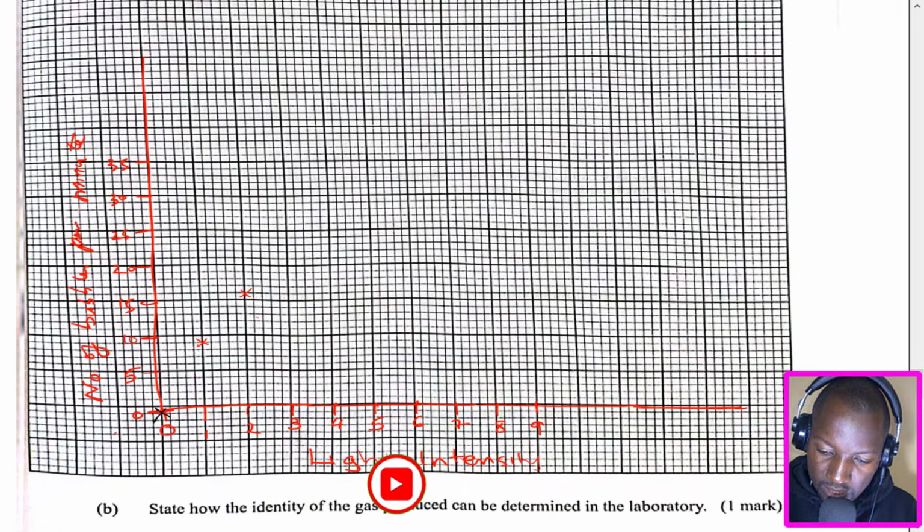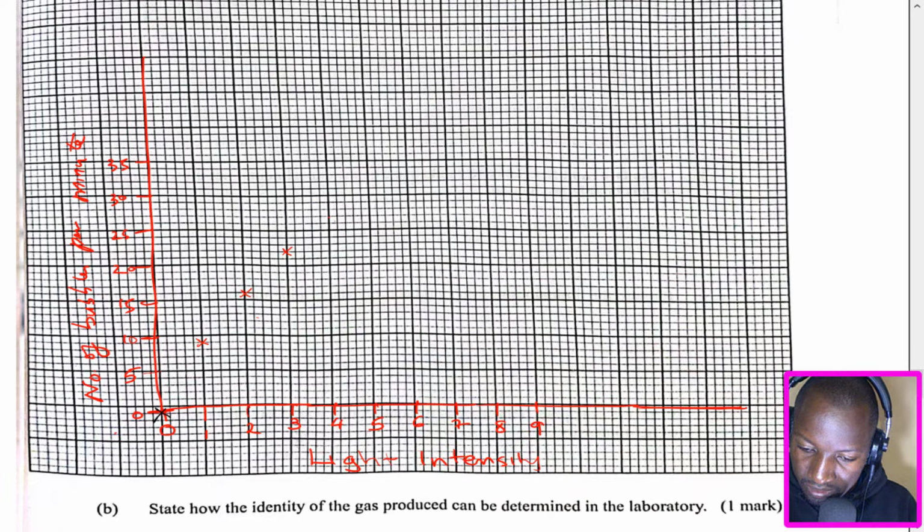This is 21, 22 is here. When it is 4, that is the light intensity, then this one is 28, just above. This is 25, 26, 27, 28. When light intensity is 5, it is 31.